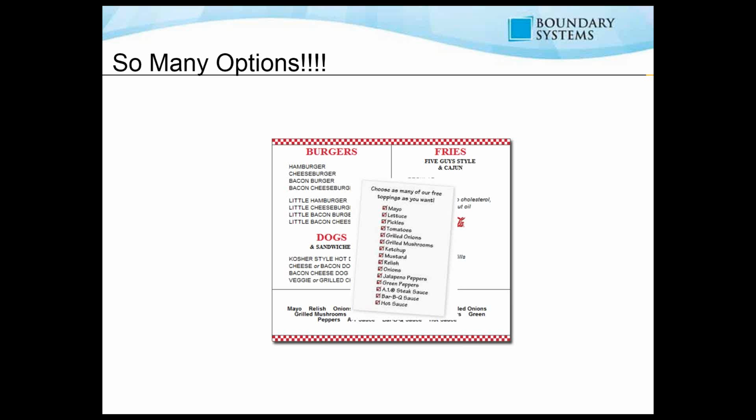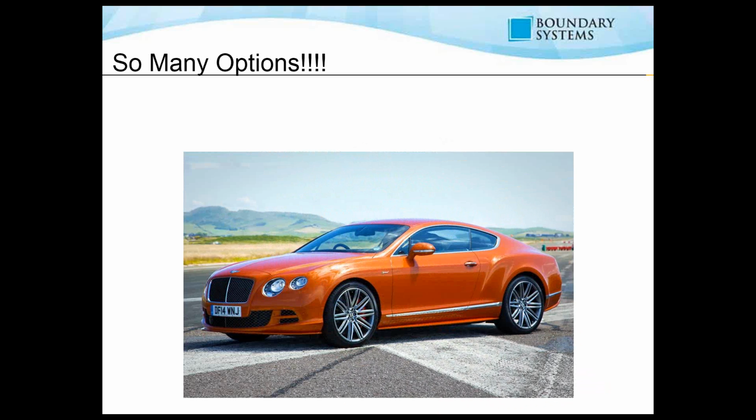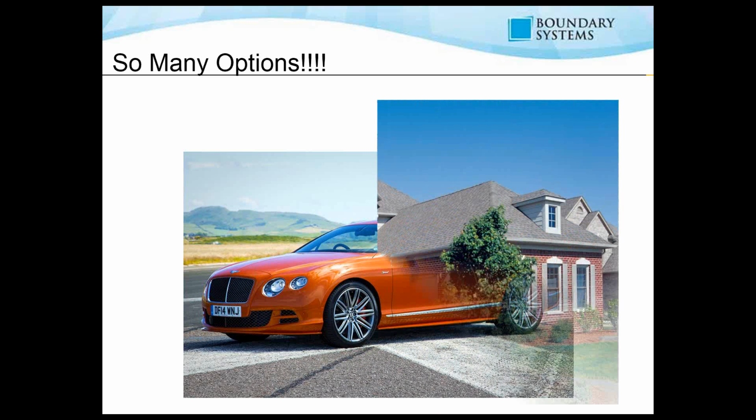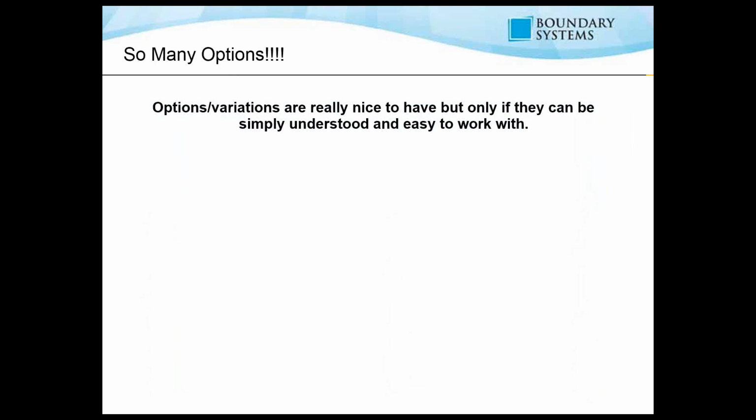With a check mark, once again, they verify: okay, this is what you want, this is what you want, this is what you want. So you can specify exactly what you want on that burger. By having so many different options, we can customize the burger the exact way we want it, while we're driving in the car the way we wanted it, living in the house the way we wanted it. But options and variations are really nice to have only if they can be simply understood and easy to work with.